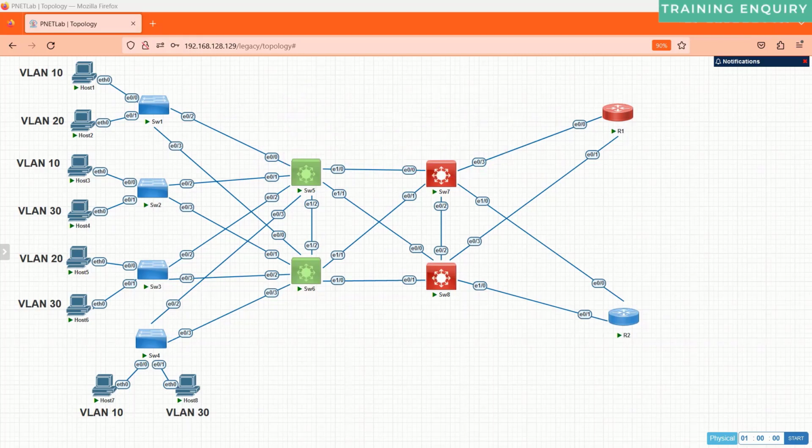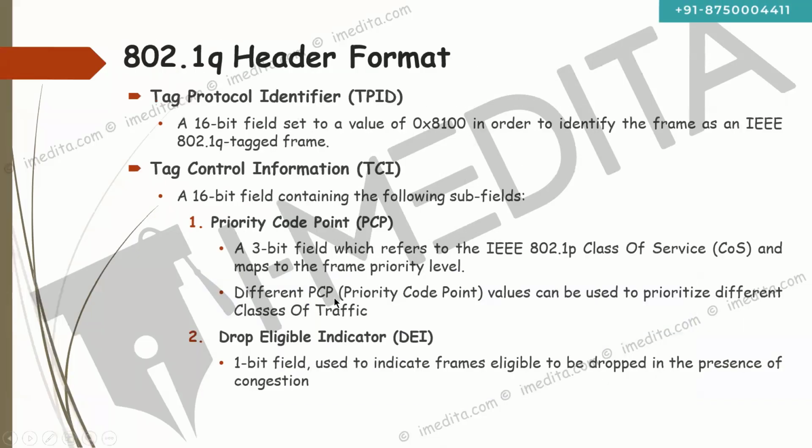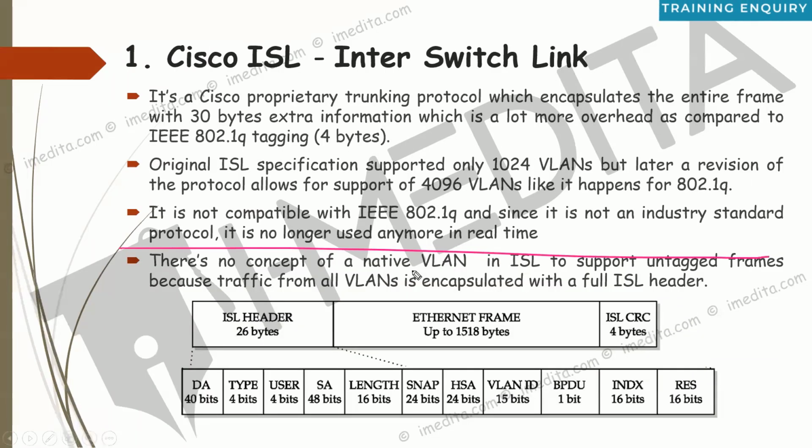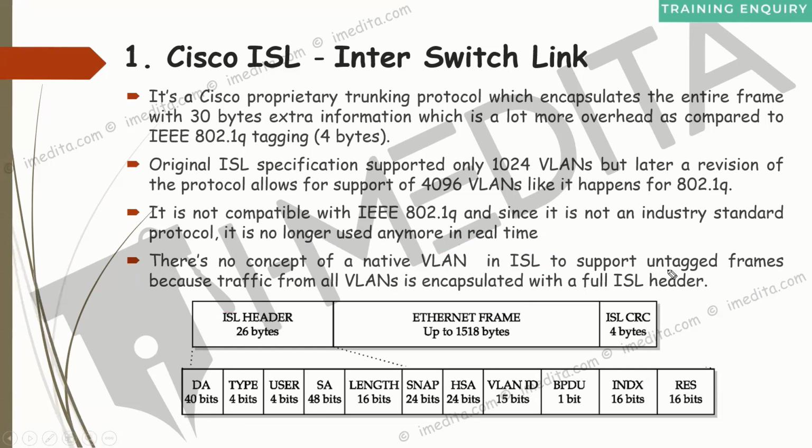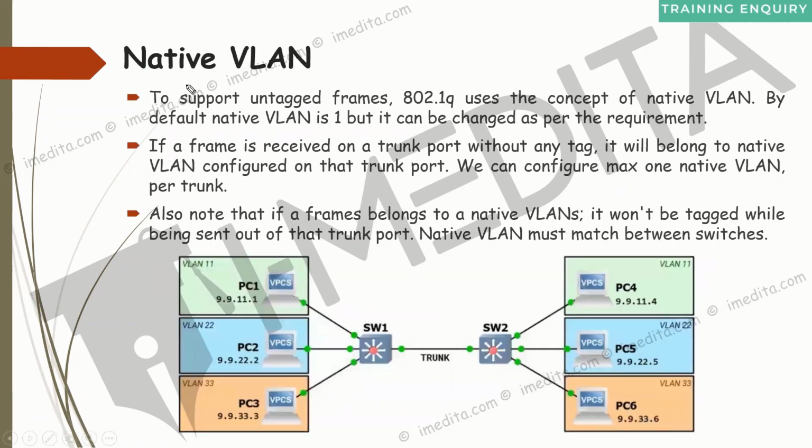Native VLAN concept is not there in ISL. There's no concept of the native VLAN in ISL to support untagged frames, because the traffic from the VLAN is completely encapsulated with a 26 byte long header and trailer. So if the ISL trunk receives an untagged frame, it will just drop it. It will not forward it. But in .1q, we have a special purpose VLAN called native VLAN to support the untagged frames.